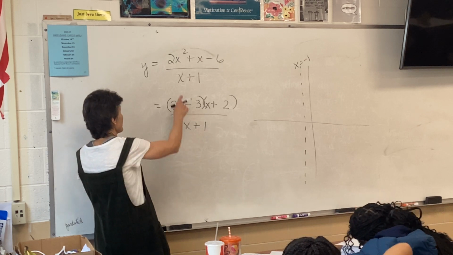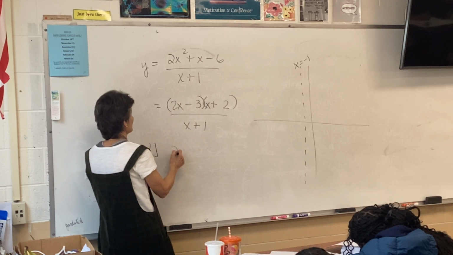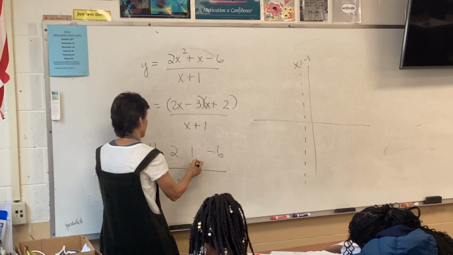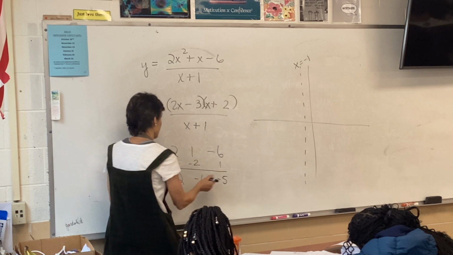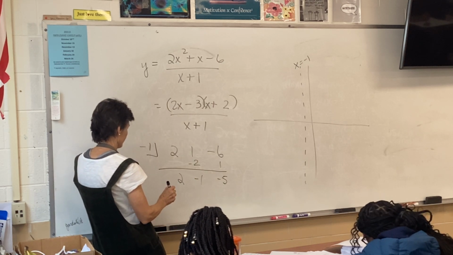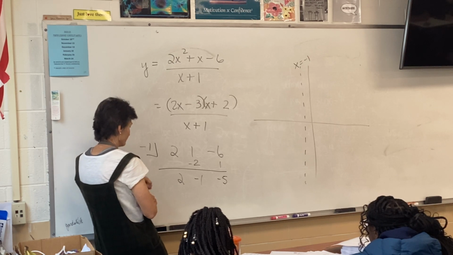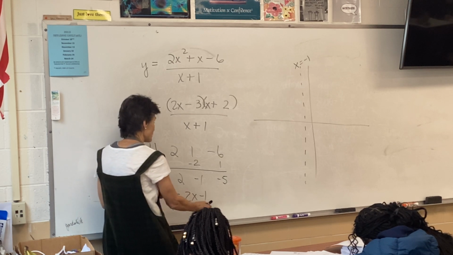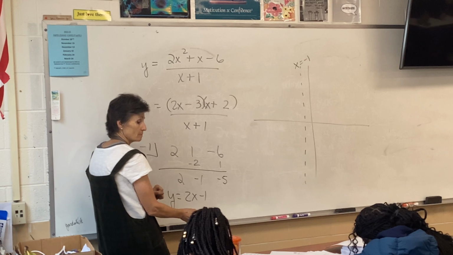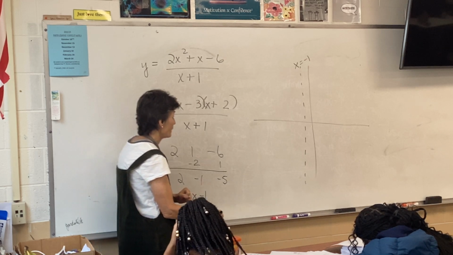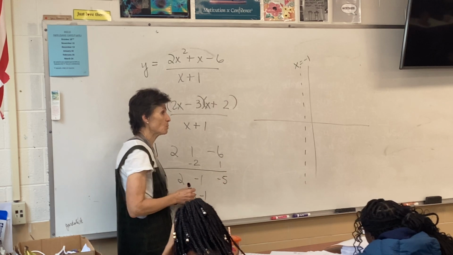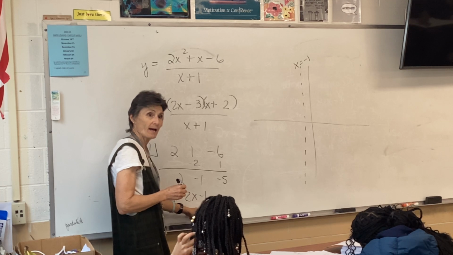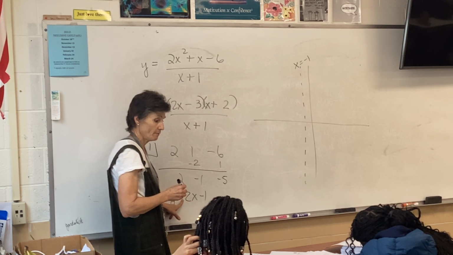End behavior asymptote. We're going to have to go back. We already did one of these, but we'll go back and do this division. So my end behavior asymptote is 2x minus 1. Is that what you got? Yes. So I'm going to go ahead and graph that. What does 2x minus 1 look like? It's a line with a y-intercept at negative 1 and a slope of 2.